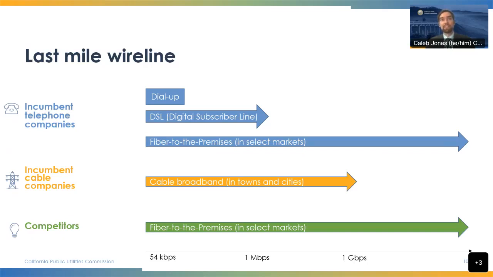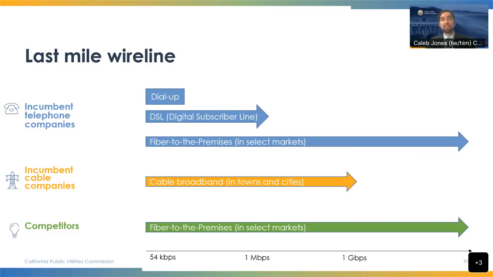The first category is the incumbent, which in California will mostly consist of AT&T, Frontier, Consolidated Communications, and a number of smaller companies. Those first three are by far the biggest, and AT&T is the biggest of them all. In most markets, there will only be one incumbent phone network because these companies have tended not to compete with one another for the same territory.